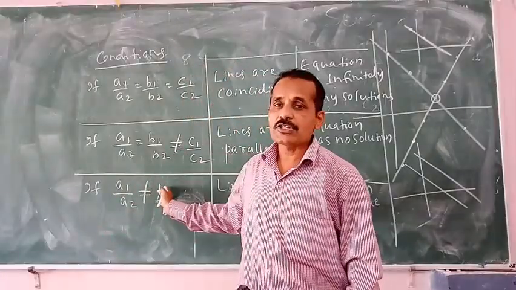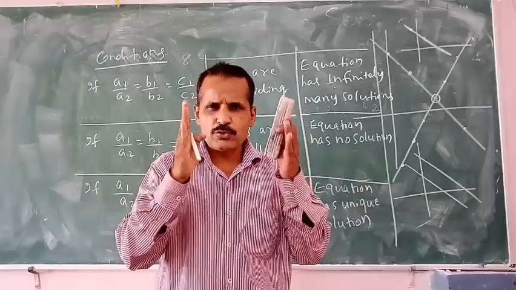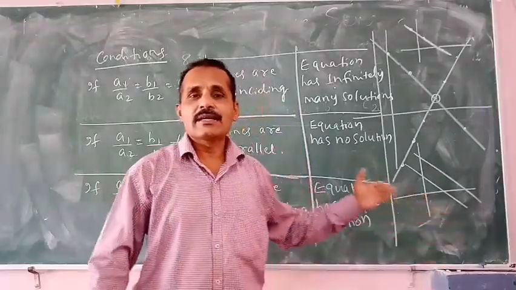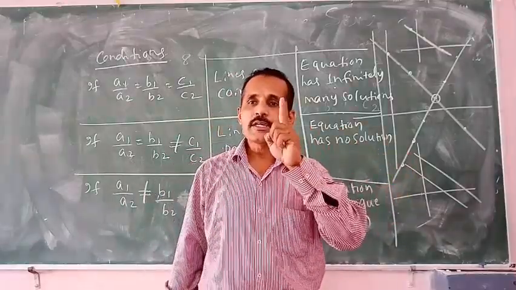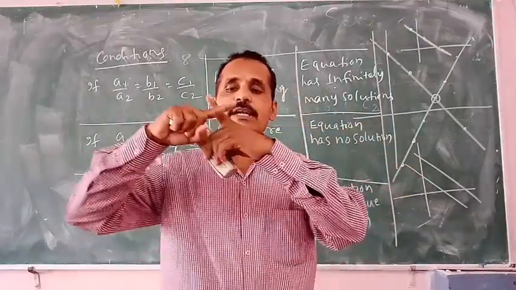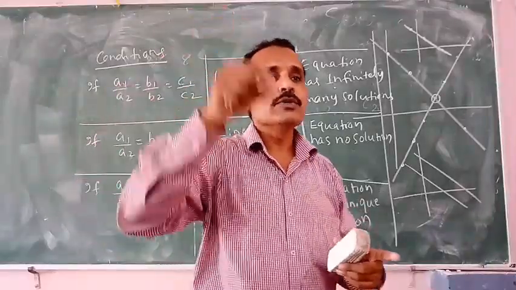And the last condition, if a1 by a2 is not equal to b1 by b2, the first two itself are not equal, then we can say the lines are intersecting and the equation has a unique solution, because you know that two straight lines can intersect at only one point. So that is called a unique solution.